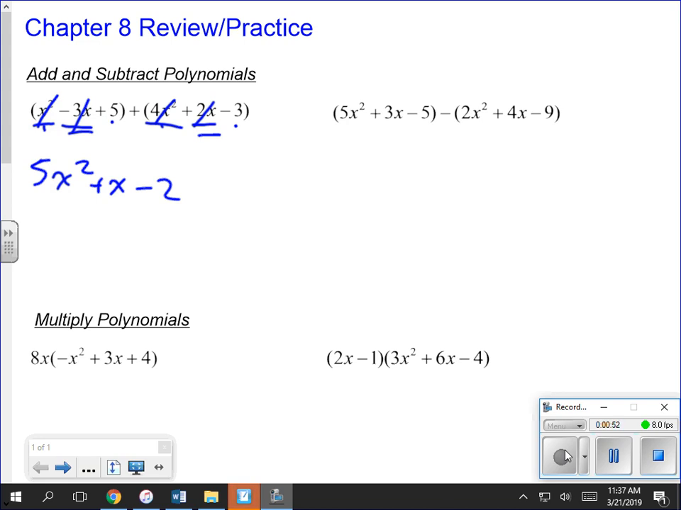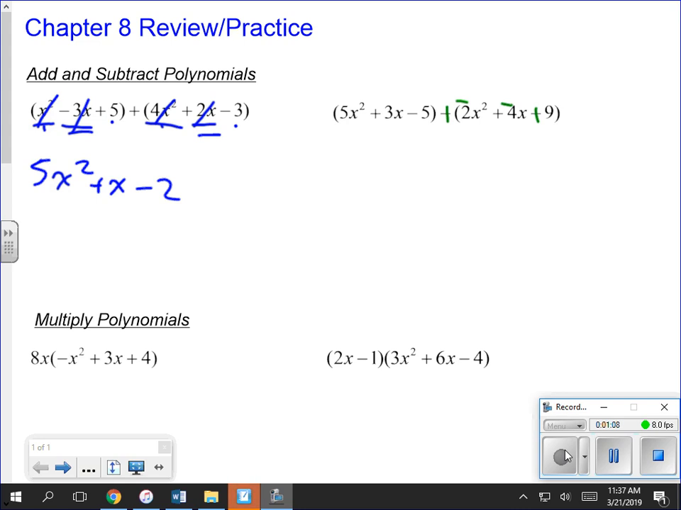And what I always do is take my subtraction and make it addition. So the subtraction sign becomes addition, and then everything that follows in the parentheses changes sign. This becomes a negative 2x squared, a negative 4x, and then a plus 9.